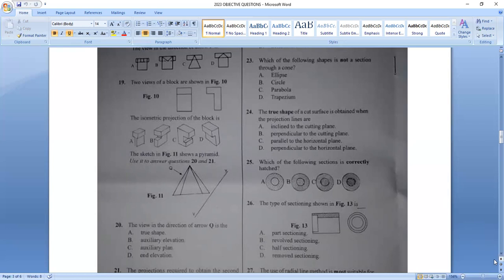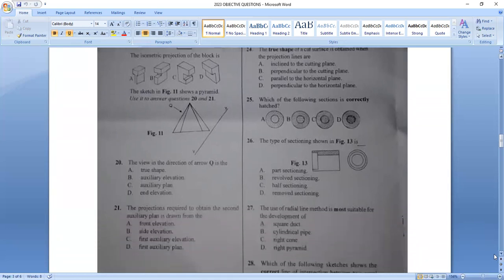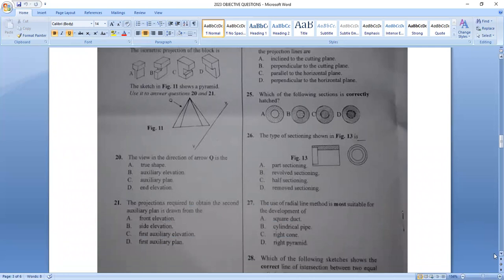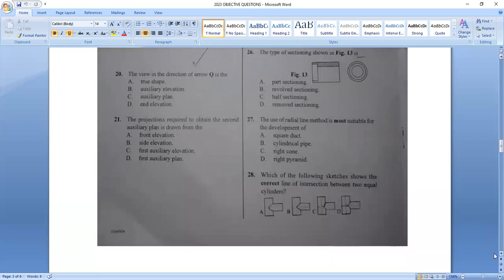Then we'll move to question 26 that says that the type of section shown in figure 13 is half sectioning. That is option C, is the answer to that question. Then we'll move to question 27. The use of radial line method is most suitable for development of a right cone.